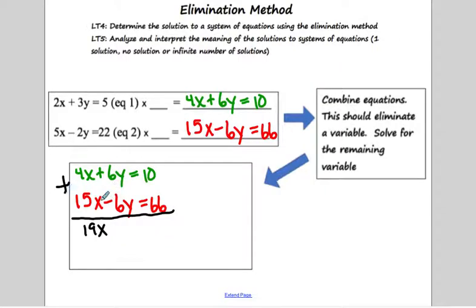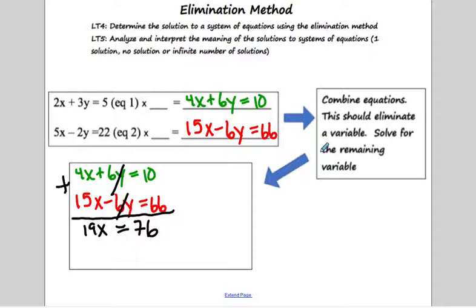6y plus negative 6y, those cancel, right? They eliminate each other, hence the elimination method. Equals 10 plus 66 gives us 76. And so what happens once we eliminate is you get a one-step equation, 19x equals 76. If you don't eliminate one of the variables, you made a mistake.